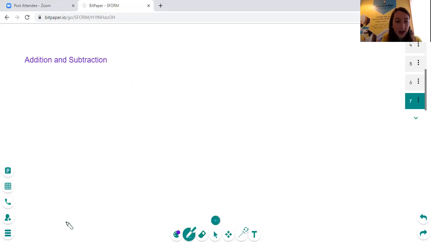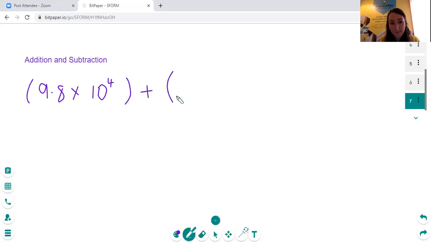So 9.8 times 10 to the power of 4, and that is going to be plus 6.6 times 10 to the power of 3. And these are typically non-calculator questions. Okay, so they're generally in your paper one where you haven't got a calculator, and that's why you need to use your knowledge.